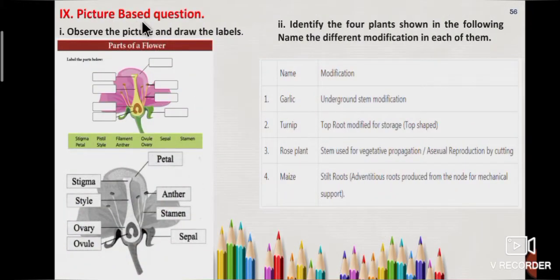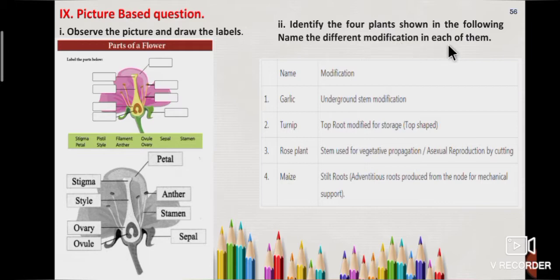Ninth Roman letter, picture based question. You have to find the parts of a flower. Options are given below. So this is ovule, this is ovary, this is style, this is stigma, this is petal, this is anther, this is stamen. Last one below, sepal.